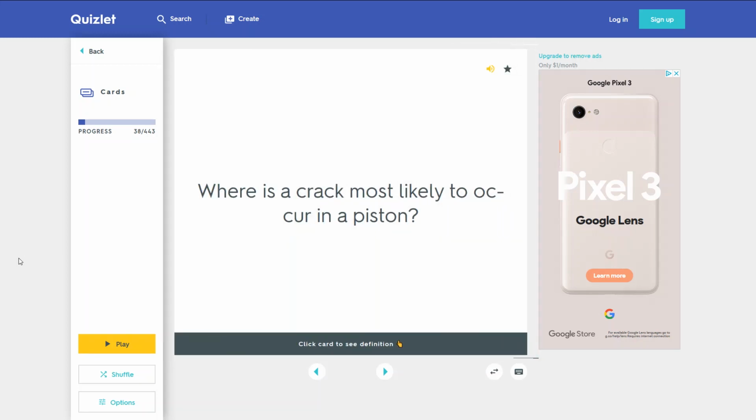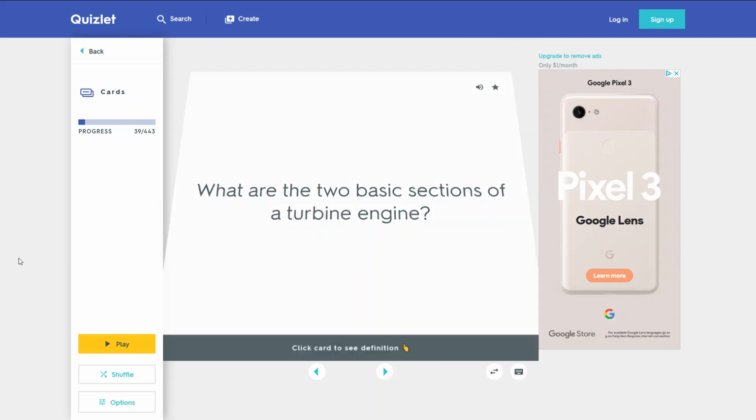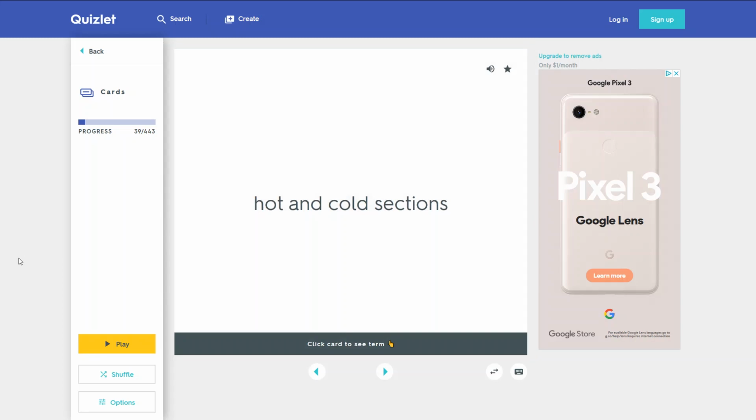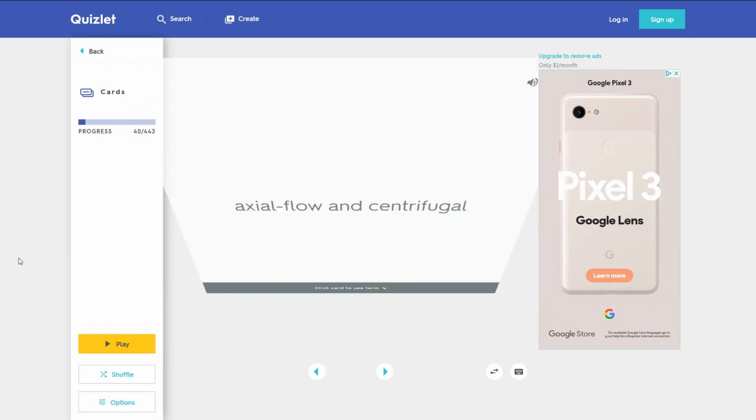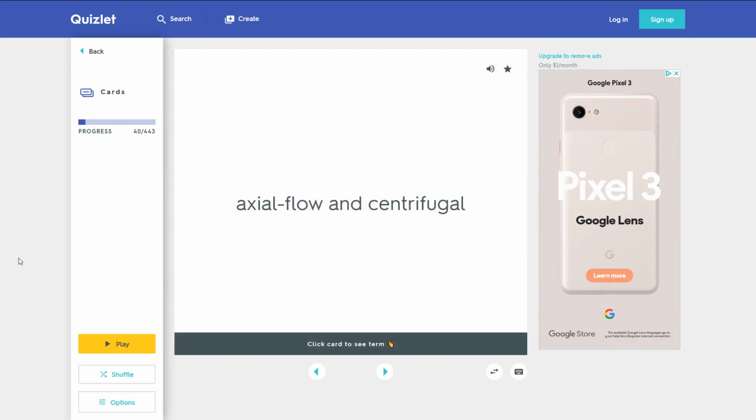Where is a crack most likely to occur in a piston? The metal is thinnest where the piston pin connects. What are the 2 basic sections of a turbine engine? Hot and cold sections. What are the 2 types of compressors on a turbine? Axial flow and centrifugal.